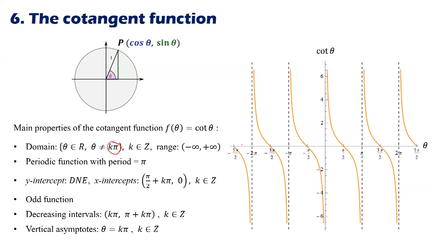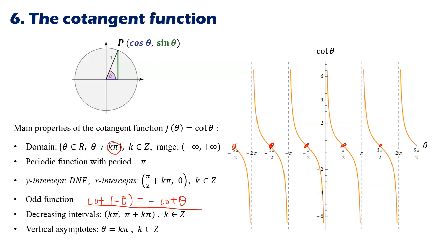And x-intercepts are these points here. All of these points can be expressed as half pi plus k pi, which means any angle with the terminal side on the y-axis, right? Again, this function is an odd function, which is the same with tangent theta, because we have cotangent minus theta equals minus cotangent theta. We have already learned about this, right?